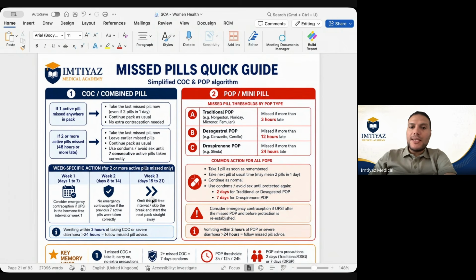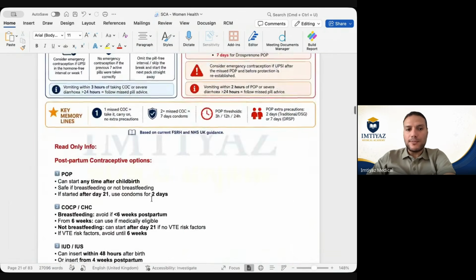So what she needs to do is take 1 pill as soon as possible and take the next pill as usual and continue as normal, but she needs to take extra precaution for 2 days, no sex or use condoms, until she has been taking the progesterone-only tablet for at least 2 days. But for Slinda, she needs to take it for 7 days to be effective. Okay, this is the missed pill rule.